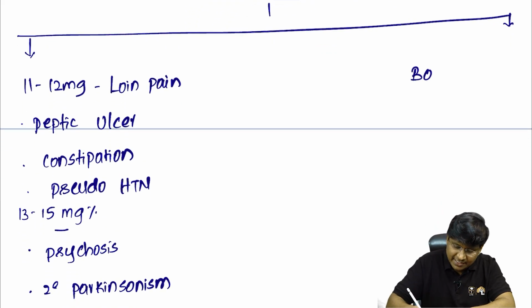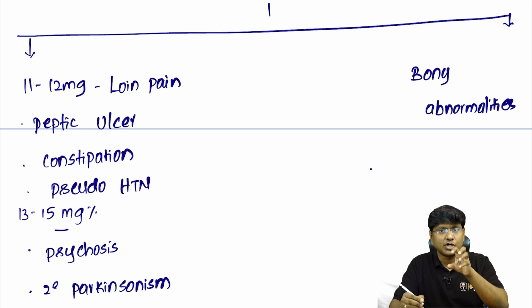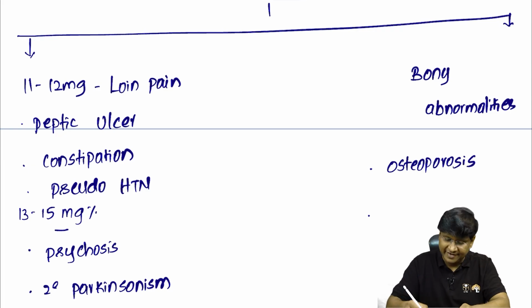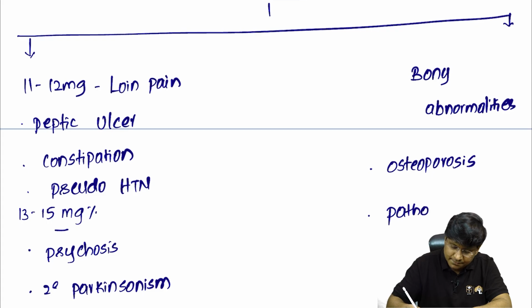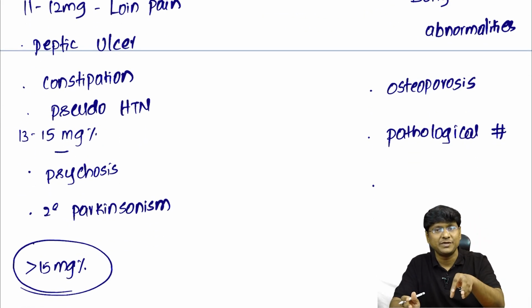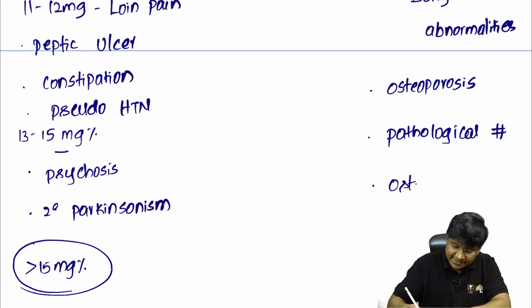And next, you need to be aware of the bony abnormalities. In these patients, there is increased bone resorption resulting in osteoporosis, and pathological fractures because of the osteoporosis. And there is accumulation of fibrous tissue within the bone, resulting in osteitis fibrosa cystica.